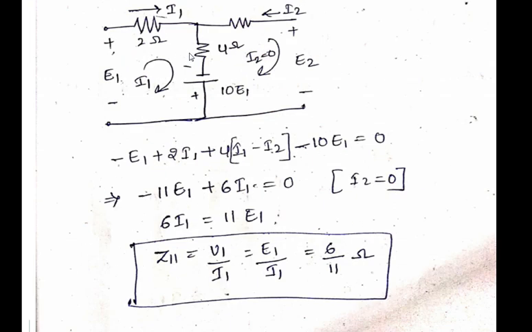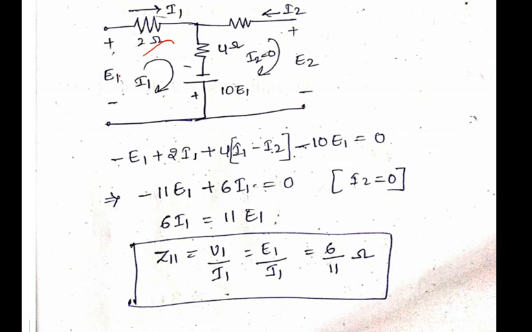So again I am redrawing the circuit here. I am trying to apply KVL in each loop. So here the current flowing in this first loop is I1, and the current flowing in this second loop is I2, and here the voltage is V1 or E1, and here V2.